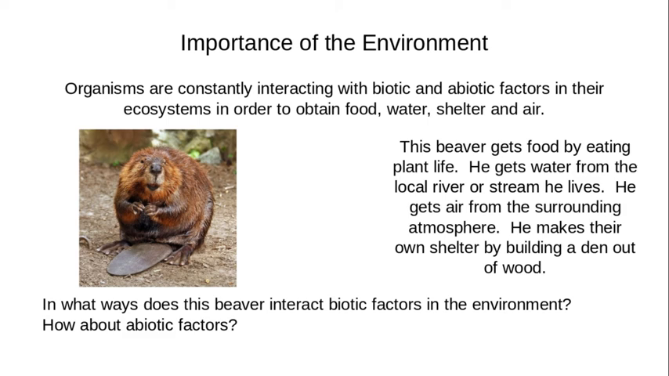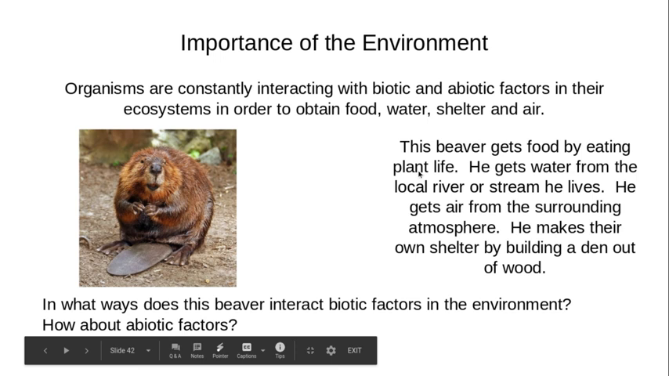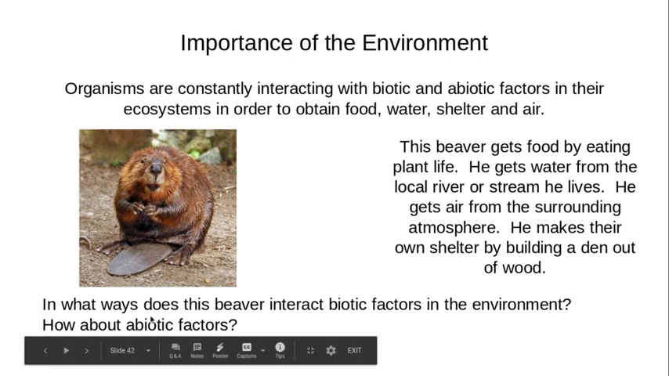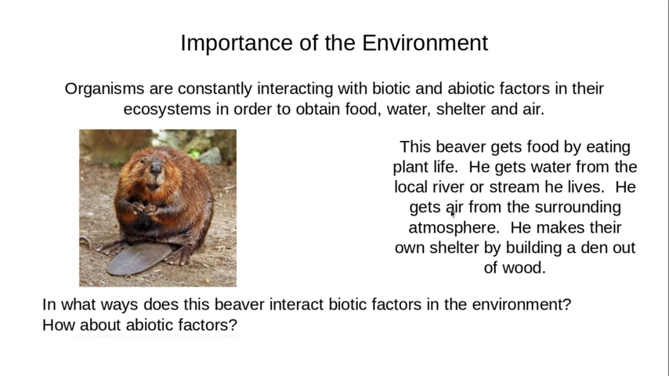In what ways does the beaver interact with biotic factors of its environment? So biotic would be anything that was once alive. So it interacts with plants. And I guess the wood that he uses to make the den would be biotic. What about abiotic? Abiotic would be the water, the air, and then that's it. So write those down. So biotic would be plants and the wood. Abiotic would be water and air.